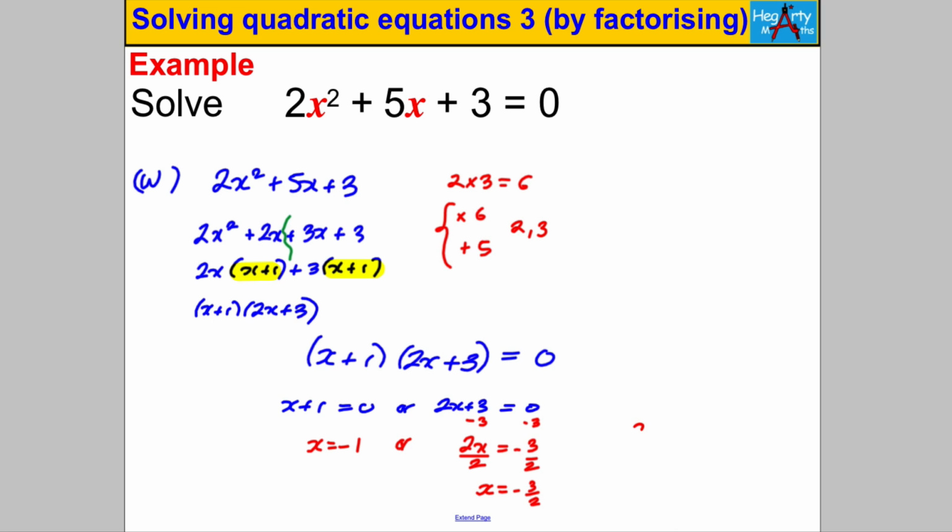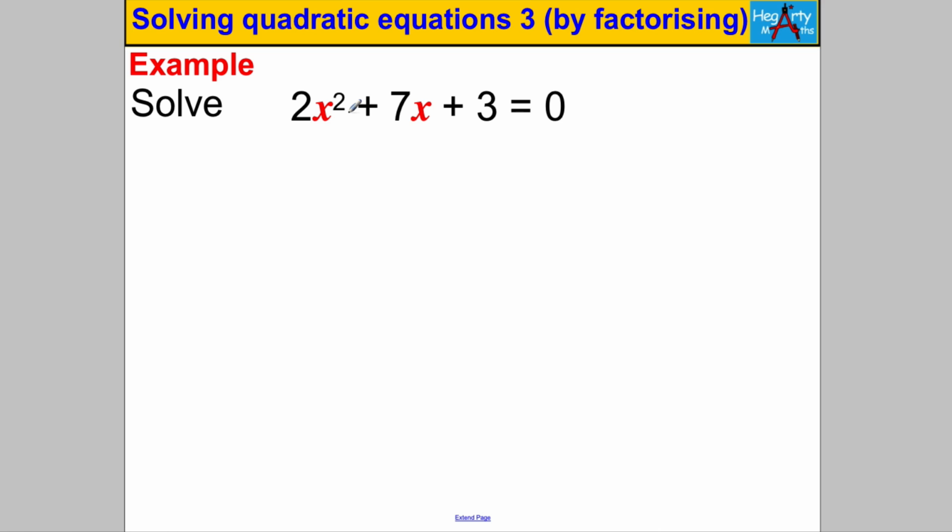So I'll probably state my answers over here. x is -1, x is -3/2, and there you go, we have solved that quadratic equation equaling 0. Next one. Pause the video, have a go.